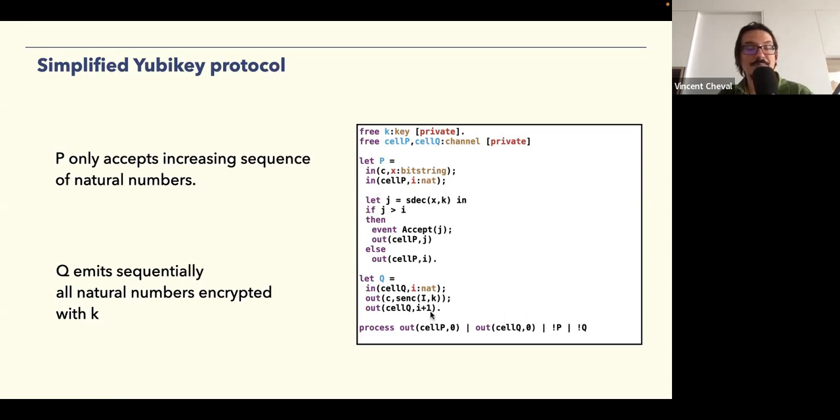So a property that we can have in the semantics is that the sequence of values taken by the memory cell Q always strictly increases. Same thing for P. P receives some message on the public channel, reads its current memory cell, and then decrypts what it received on the public channel and checks whether or not the decrypted plaintext is strictly bigger than the current value in the cell. If that is the case, it accepts the communication.